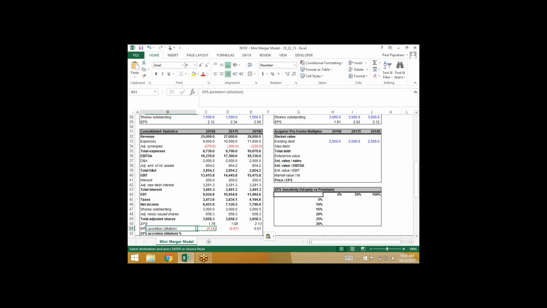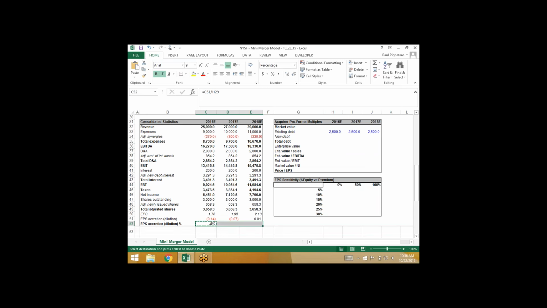Now that's dilution in terms of cents. To look at it in percentage, we'll take that difference and divide it by the original EPS. That'll give you the implied percent dilution, minus 8% all the way to 0%. E51 divided by J29. So take a couple seconds. Make sure you have that.